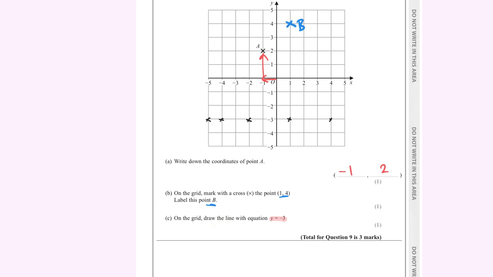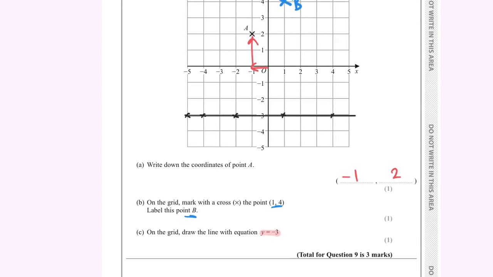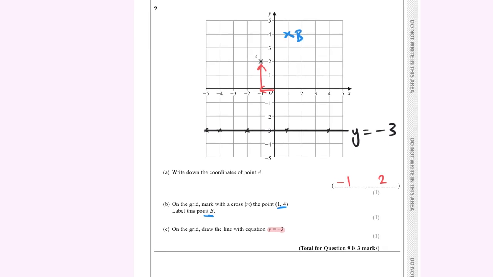Okay, draw a line. So we need to get our ruler out. And where you see all those crosses, they come together and you draw a lovely, beautiful line all the way across. Alright, so now I can say that is the line y equals -3. Okay, and that's 3 nice, quick, easy marks.